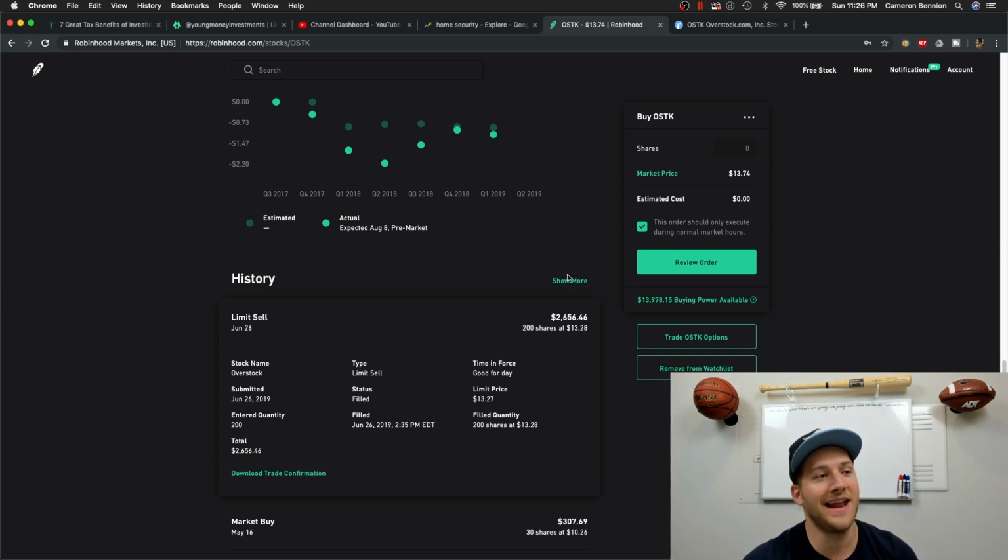Would have been nice to have made a 25% return like it had showed there on Robinhood. But the thing is I wasn't averaging it at the very bottom. I was averaging it, not a super great price.